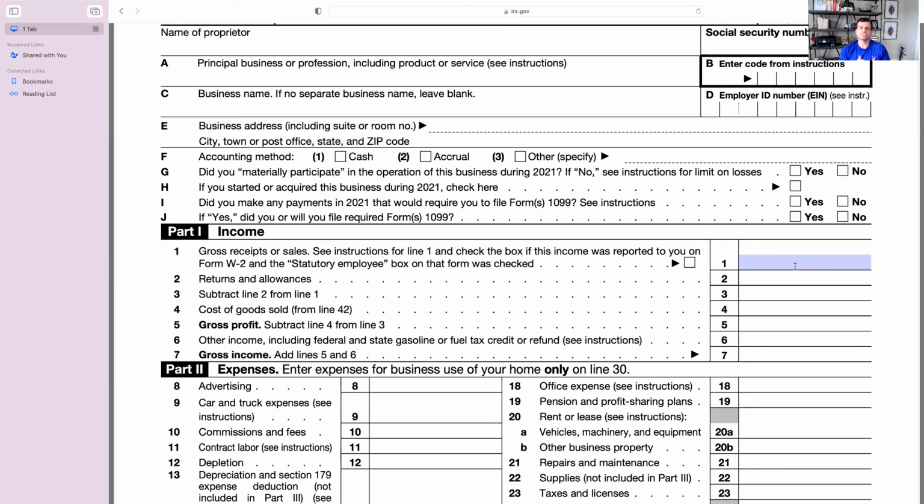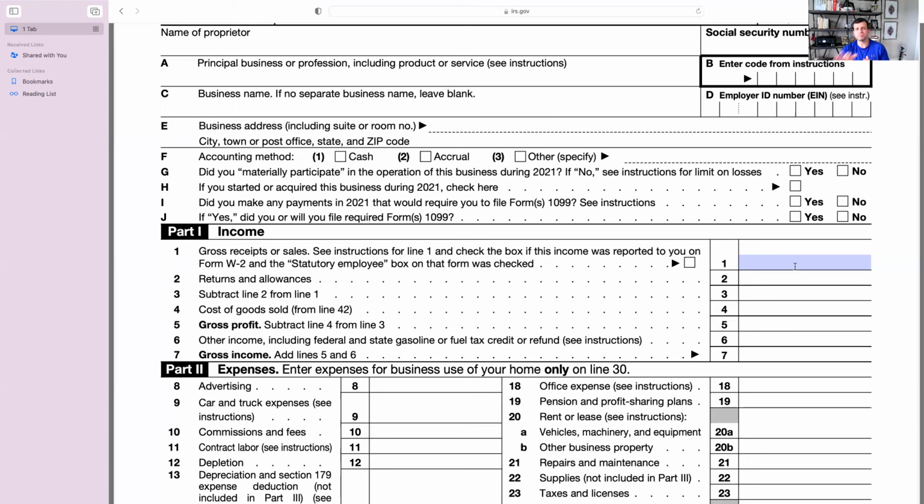This is important because the state does get copies of your income tax return, and they could cross-reference that and do a quick check on their computers and say, hey, this is not adding up. Let's audit, or issue them a letter saying, hey, explain this difference.